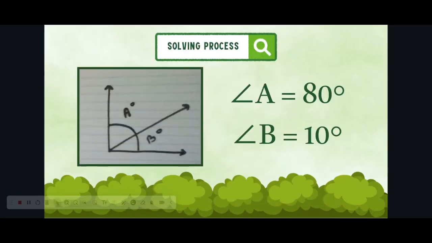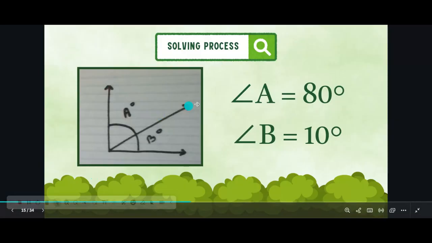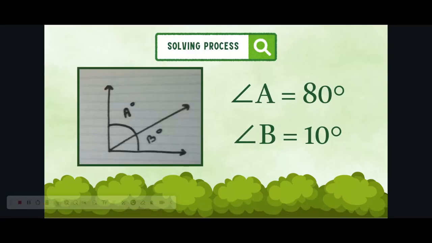Step 1. Look at the two angles that you have and find their measures, the numbers in degrees. So we have A degrees and B degrees right here. We see that our two angles are adjacent to each other. Now we found that their measures are angle A, we're calling this angle A, and angle B. Angle A is 80 degrees and angle B is 10 degrees.